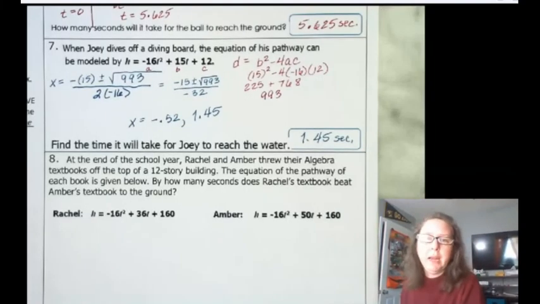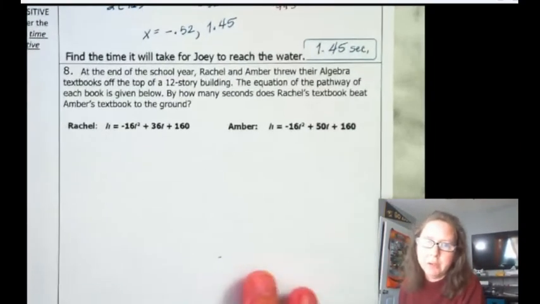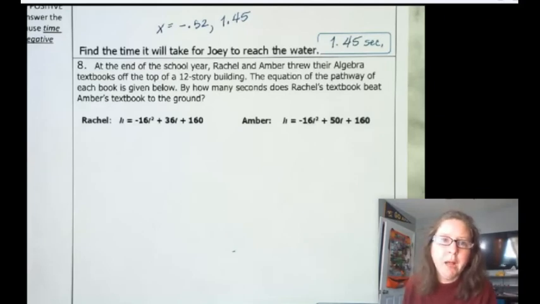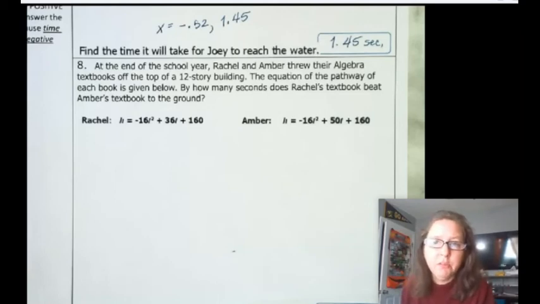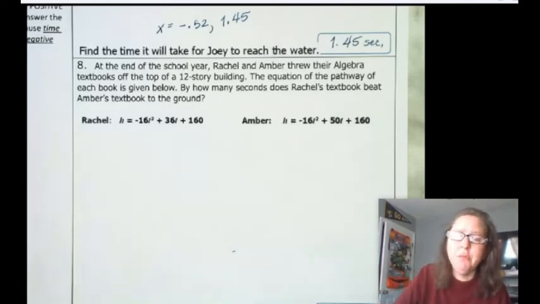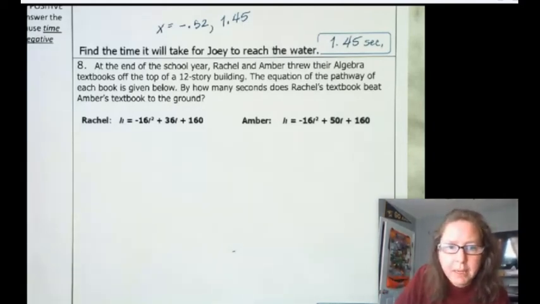Now for number 8, I want us to use the Desmos calculator. All right. So at the end of the school year, Rachel and Amber threw their algebra textbooks off the top of a 12-story building. The equation of the pathway of each book is given below. By how many seconds does Rachel's textbook beat Amber's textbook to the ground? So I'm just going to go to Desmos, and I'm going to type this in.